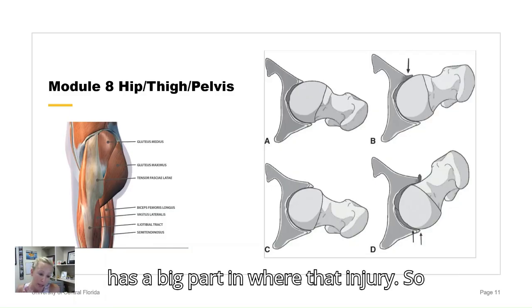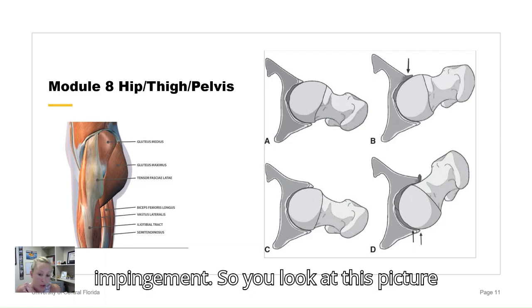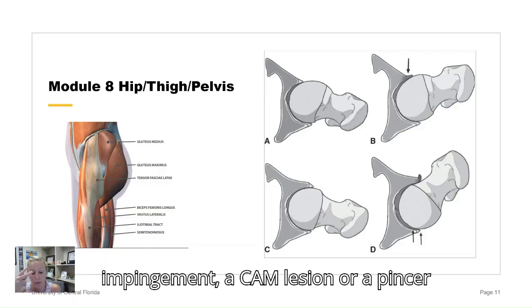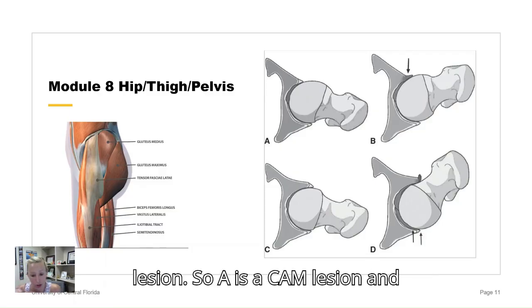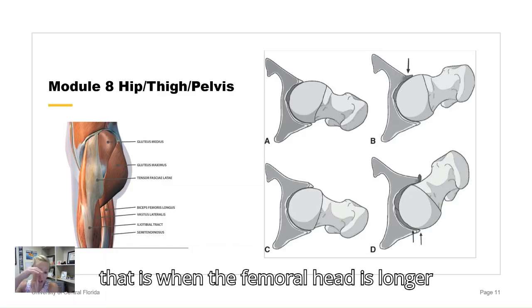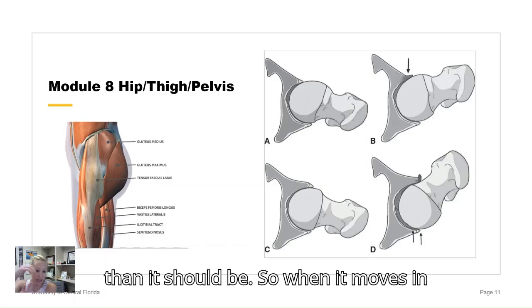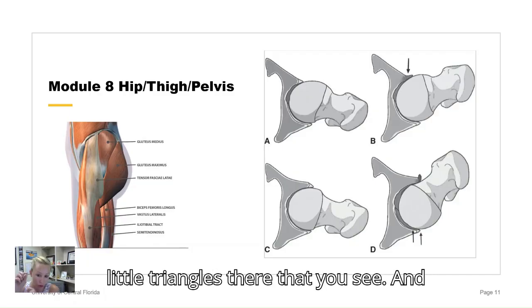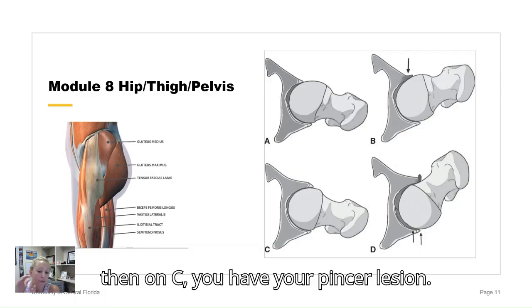So when we look at our labrum, the labrum is what lines the acetabulum, and our femoral head shape has a big part in where that injury occurs. That's called femoral acetabular impingement. So you look at this picture over here. There are two ways you can have femoral acetabular impingement, a cam lesion or a pincer lesion. A is a cam lesion, and that is when the femoral head is longer than it should be. So when it moves in the acetabulum, it's getting pinched where that labrum is coming out, those little triangles that you see. And then on C, you have your pincer lesion.